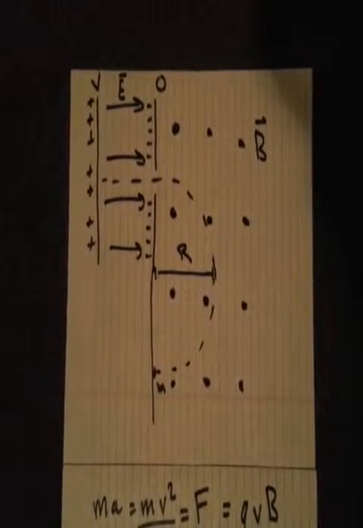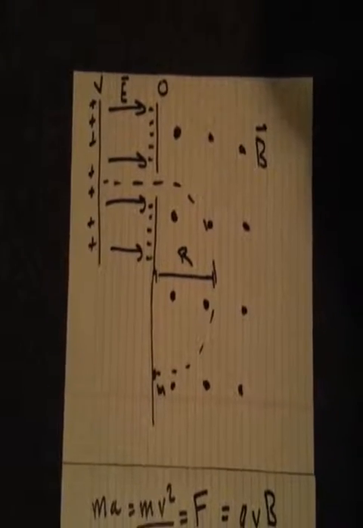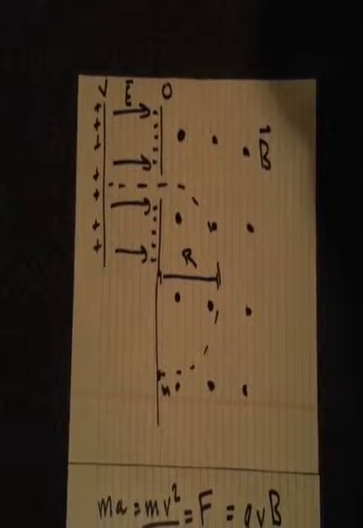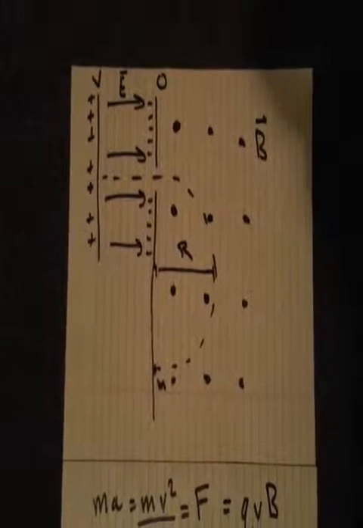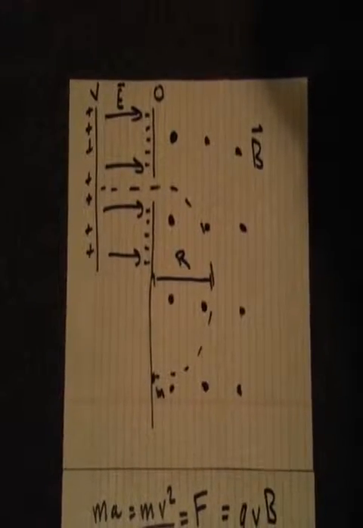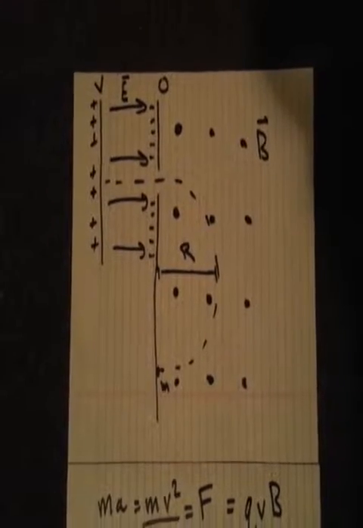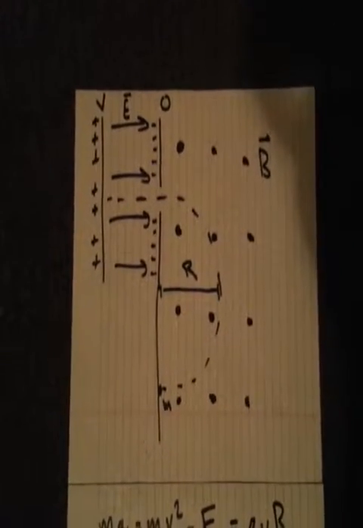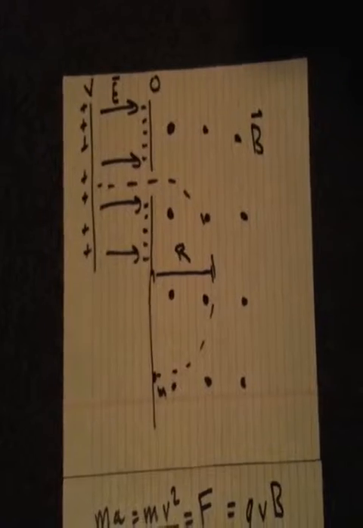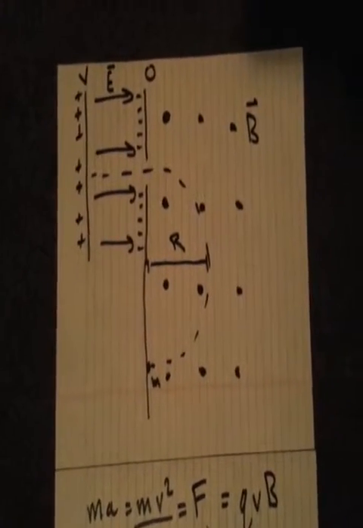Today I'll be talking about problem 9 on the exam. The problem had to do with a particle being shot into a magnetic field and finding out what the radius was given its mass and charge.